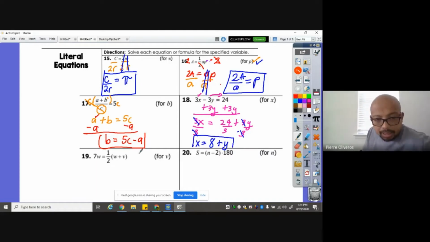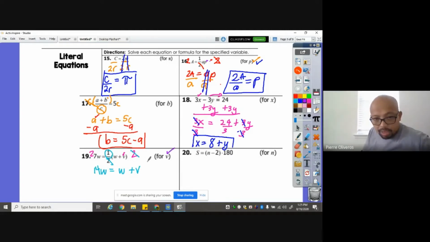Almost done. 19, I see a fraction again, and I'm solving for v. I'm going to multiply a 2 here and a 2 here. If I do that, this crosses out. 2 times 7w is 14w, is equal to w plus v, because the 1 here can be invisible. You don't need it.